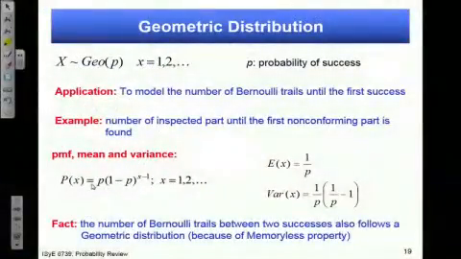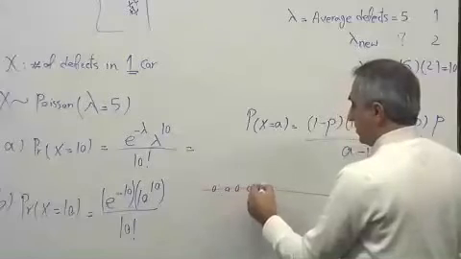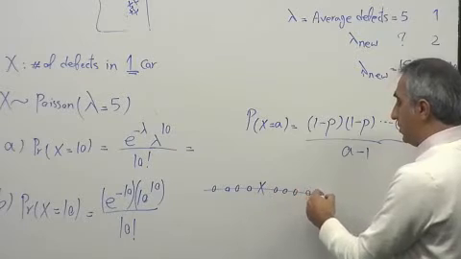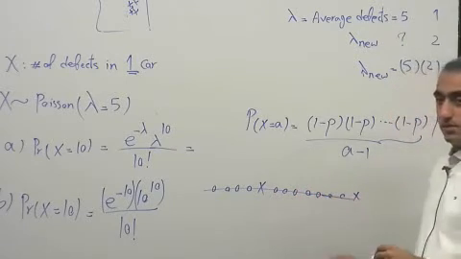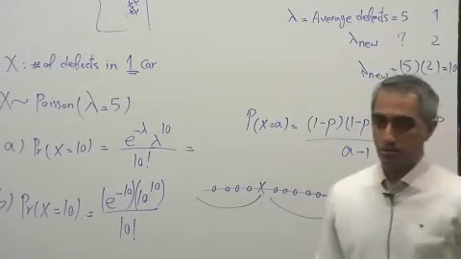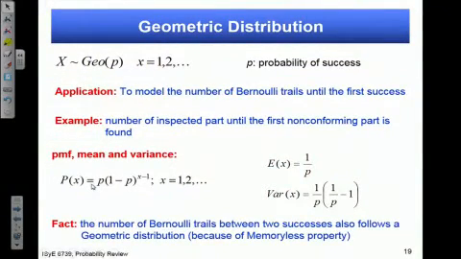And so the number of Bernoulli trials between 2 successes also follows a geometric distribution. This is because of the memoryless property, which I will talk about later. So what I mean by that: if you have an experiment, success, then again another one until the next success, this also follows a geometric distribution. Any questions? Is it clear?